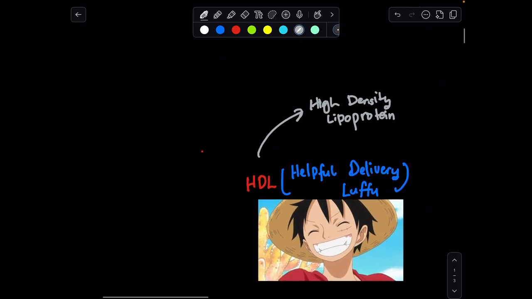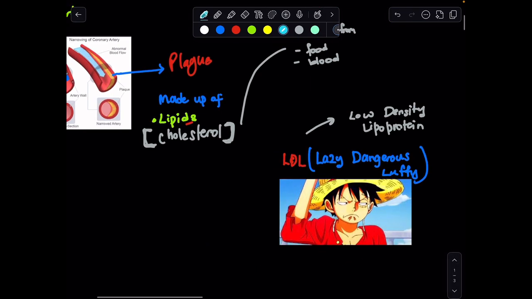And you can see right here, this is their real name: high density lipoprotein and low density lipoprotein. But for the purpose of this video, we're going to call them lazy dangerous loopy and helpful delivery loopy.